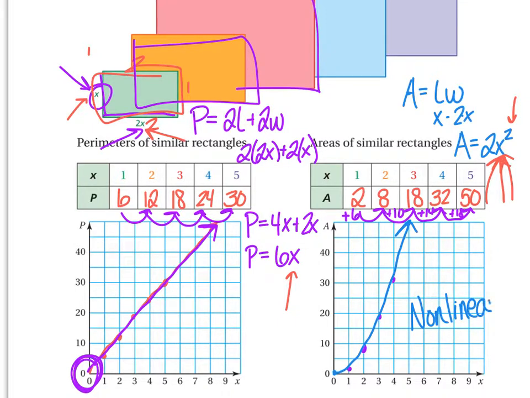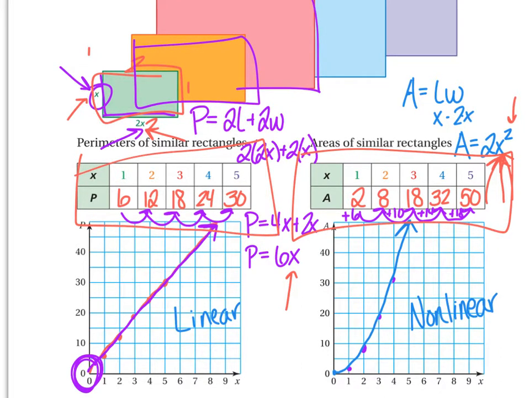So what we're going to be doing today is comparing linear and nonlinear graphs. What do they look like? And then how can I tell just by looking at a chart like we just did here, how can I tell by just looking at a chart that it's going to be linear or nonlinear?